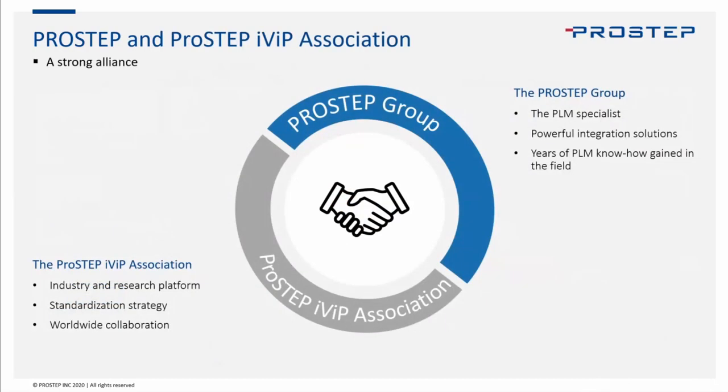So the first thing that we want to talk about is PROSTEP's relationship with the IVIP Association. They both have the name PROSTEP. The IVIP Association is a nonprofit standards body or consortium. It's comprised of several hundred companies. Those companies each own or contribute to this nonprofit organization, and that organization, in turn, helps come up with industry best practices and industry standards.